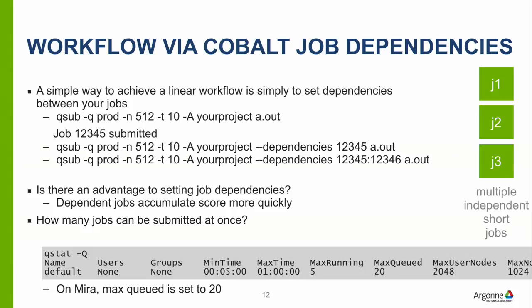the --dependencies. So in this case, you would submit the first job, you submit the second job with a dependency on the first one, and the third one with a dependency on the first two, and the third job will not run until the other two have finished and exited successfully. There is an advantage to doing this because dependent jobs will accumulate score more quickly and therefore get through the queue more quickly. However, now you're submitting multiple independent short jobs.